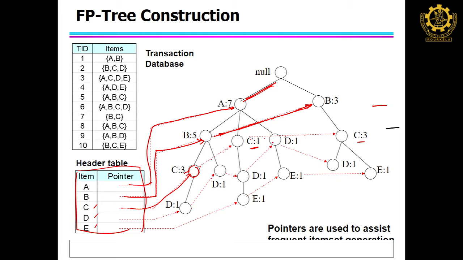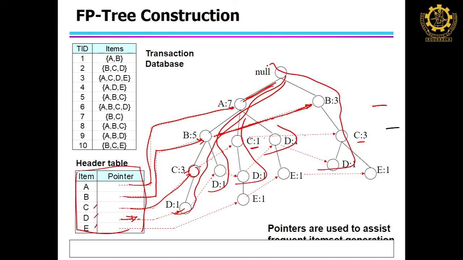So, now if you want to find what are the item sets starting with D or ending with D, you can go to D and then you only find this path from here, you only find this path and here, no need to search any other path. Because when you generate the FP tree for a big data set, the tree will be very complex.